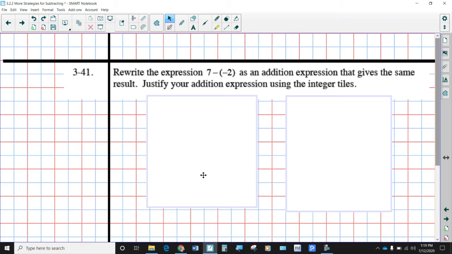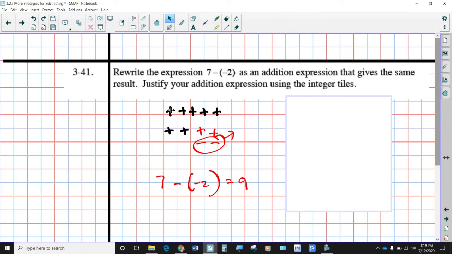All right, so let's see what I did here. We start off with 7 positives, but we're supposed to take away 2 negatives. Problem is, we don't have any negatives. So we had to add some 0 pairs so you could take away 2 negatives. So 7 minus 2 negatives, once those 2 negatives got taken away from the 0 pairs, you were left with 1, 2, 3, 4, 5, 6, 7, 8, 9. So the answer to this expression is positive 9.